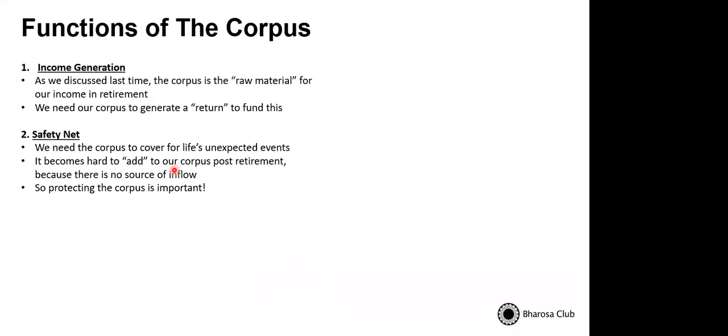So let's start with the functions of the corpus. Obviously, one of the key functions of the corpus is it has to provide us the income that we need to live comfortably in retirement. You can think of the corpus really as the raw material for our income. It's the kind of fuel that we need to generate our lifestyle in retirement. And how well we use that fuel comes down to the return that we generate on that corpus.